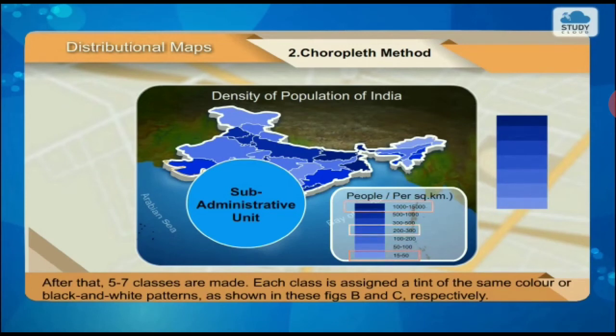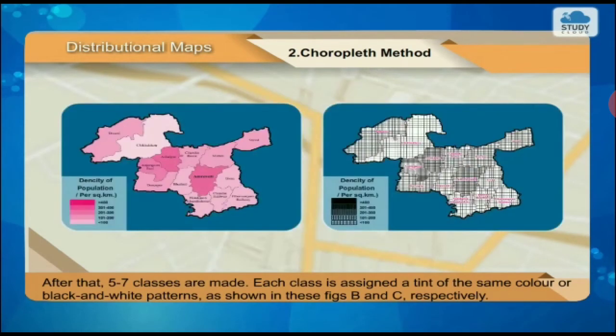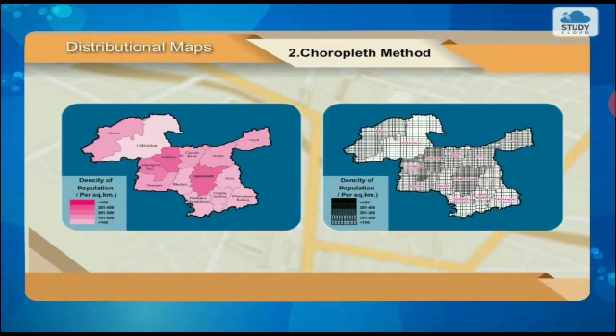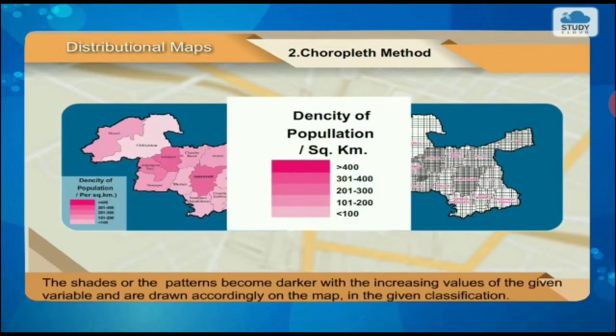Each class is assigned a tint of the same color or a black and white pattern as shown in this figure B and C respectively. The shades or the pattern become darker with the increasing value of the given variables and are drawn accordingly on the map in the given classification.